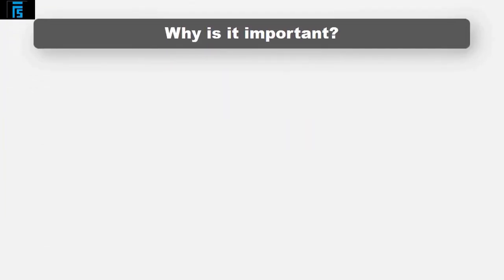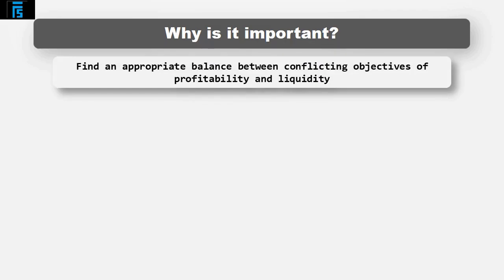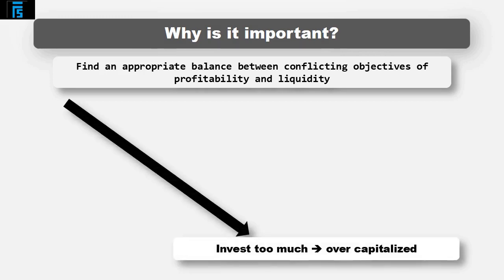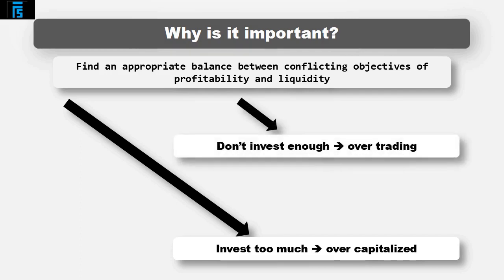Why is it important? As described above, companies need to find an appropriate balance between the conflicting objectives of profitability and liquidity. Failure to get this balance right can have damaging and potentially catastrophic consequences. An organisation that invests too much in working capital is sometimes referred to as overcapitalised. Conversely, a company that does not invest enough, with insufficient long-term finance to support it, is said to be over-trading.